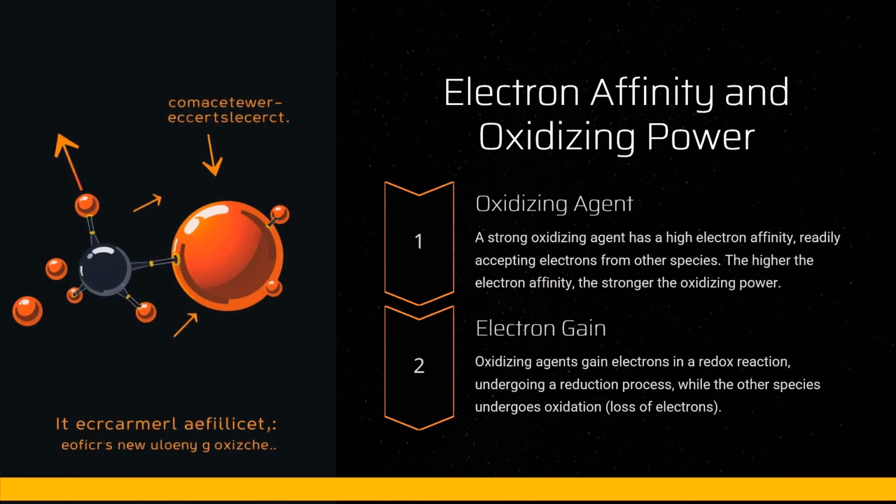Electron affinity is closely linked to oxidizing power, which is an element's ability to gain electrons during a redox reaction. Elements with high electron affinity, such as chlorine, are excellent oxidizing agents because they readily accept electrons to form stable ions. For example, chlorine gains an electron to form chloride ion, a process used in applications like water purification and bleaching. In general, the higher an element's electron affinity, the stronger its oxidizing power, making nonmetals like halogens some of the most powerful oxidizers.